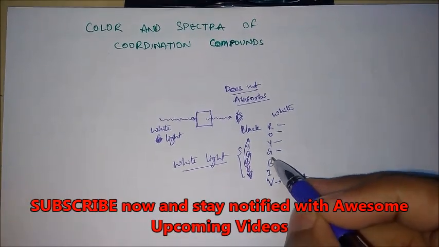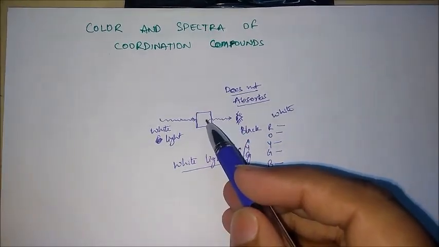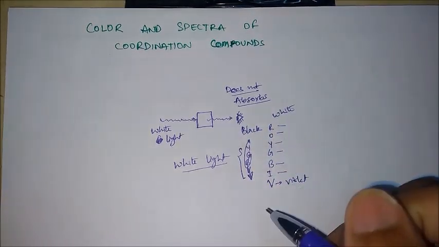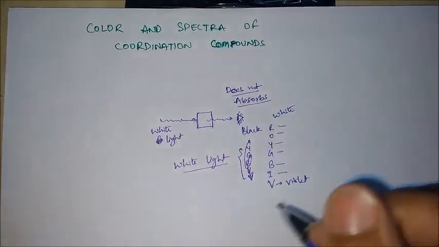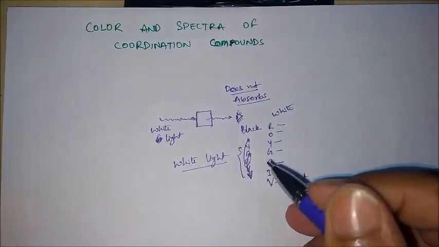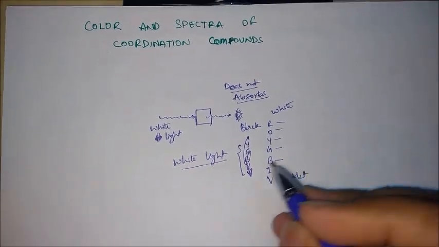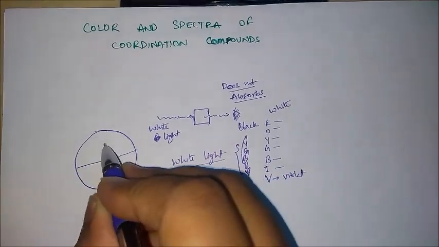Now what happens if something absorbs a particular wavelength of light? Then the light which we will see will be of a different color. So that's why something appears to be of a different color. We will understand this with a concept called the color wheel. So how does this color wheel look? It looks somewhat like this. We will just make it like this.